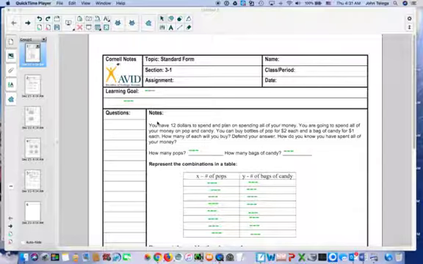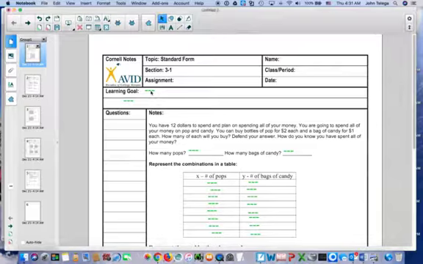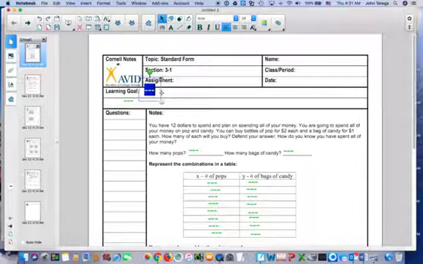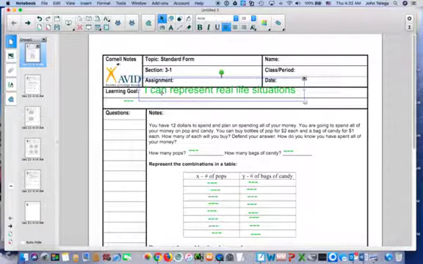So let's start with our learning goal, which is I can represent real life situations using standard form, which is ax plus by equals c. So let me type that in here, and you can set that up in your notes too, okay? So here we go. I can represent real life situations using standard form.